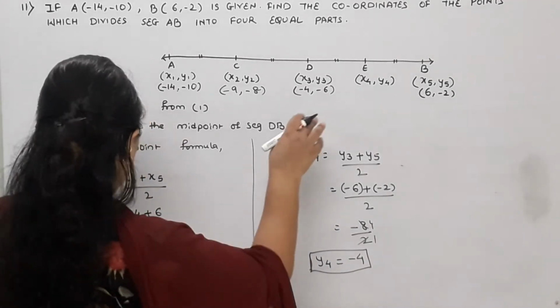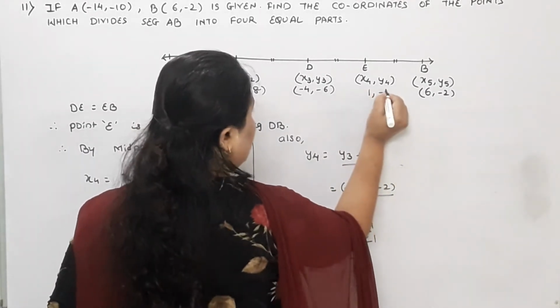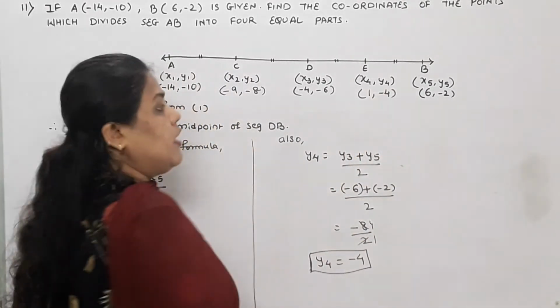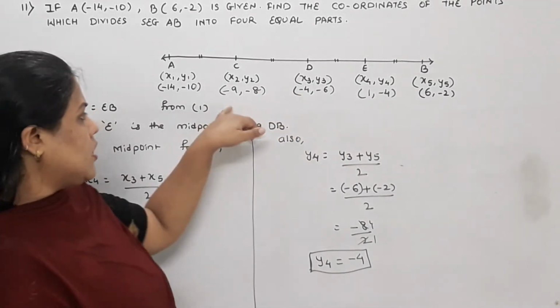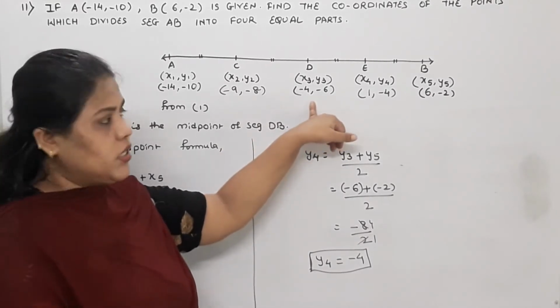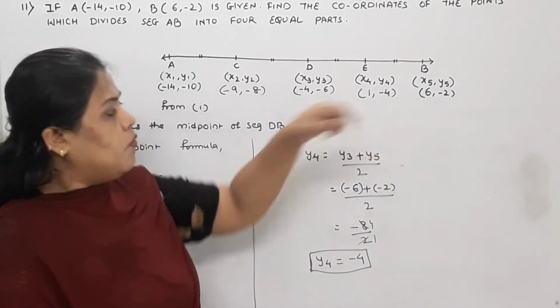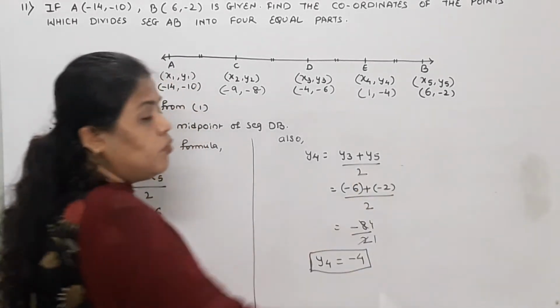Okay. So, here the coordinates of E are 1, minus 4. So, you can write the final answer as the coordinates of C, D and E are: C is minus 9, minus 8. For D it is minus 4, minus 6 and E is 1 and minus 4. Write down the final answer and then we'll move ahead.